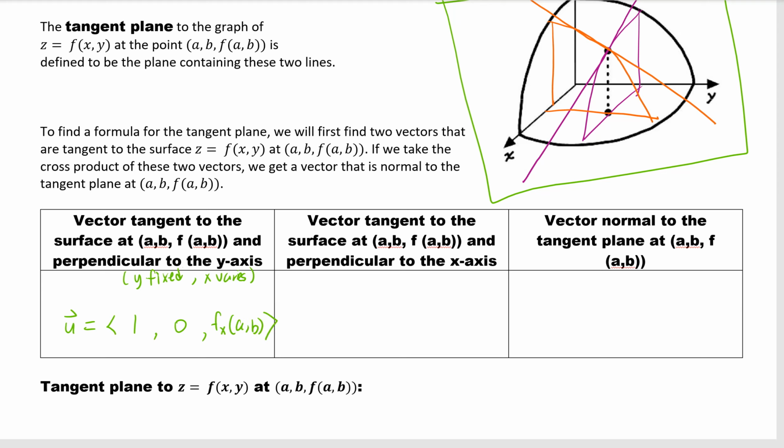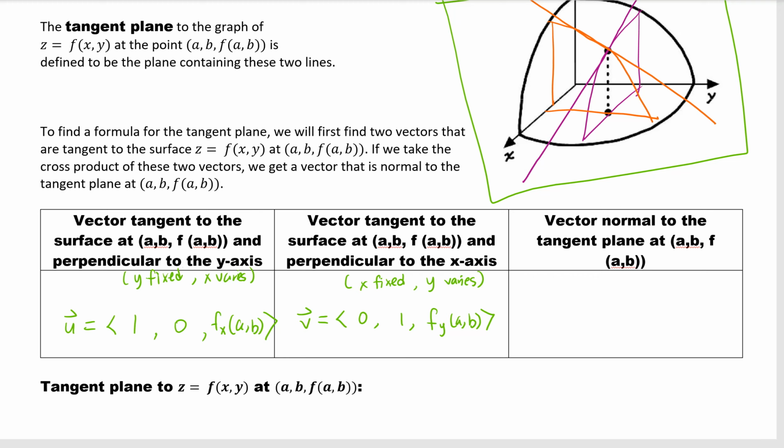And then next, the vector tangent to the surface and perpendicular to the x-axis. In this case, because it's perpendicular to the x-axis, the x is fixed, and then the y varies. So let's call it v: because x is fixed, let it be 0, and y varies, so let it be 1. Then this is partial f partial y at (a, b).